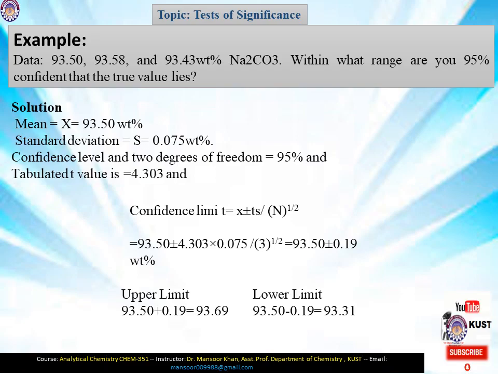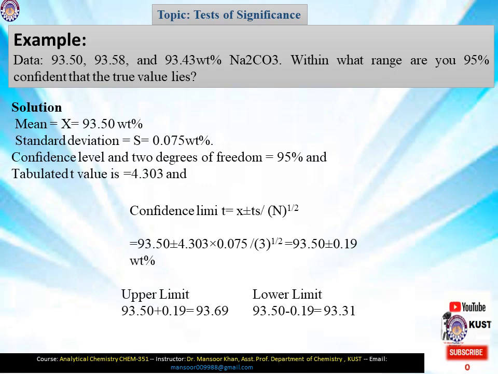Now, this is important for an analytical chemist. These are the 2 limits within which the true value is present, from 93.31% to 93.69%. So the true value is present between these 2 limits. The value may be 93.69%, it may be 93.68%; there are unlimited numbers present between 93.31 and 93.69%.